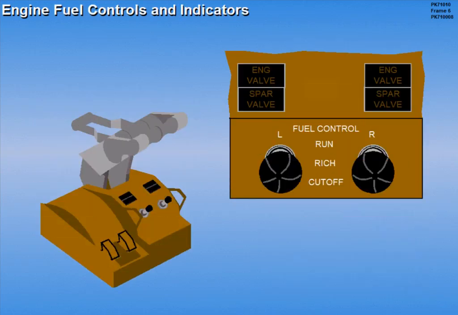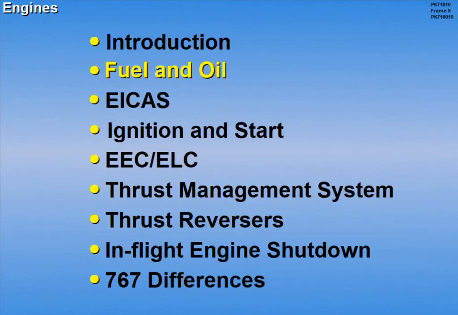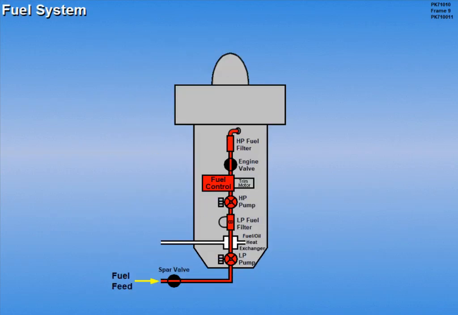Engine fuel controls and indicators are located on the pedestal. Starting and ignition controls and indicators are located on the overhead panel. Let's now look at the fuel and oil systems for the engine. The fuel system is typical of those used by high bypass turbofan engines.